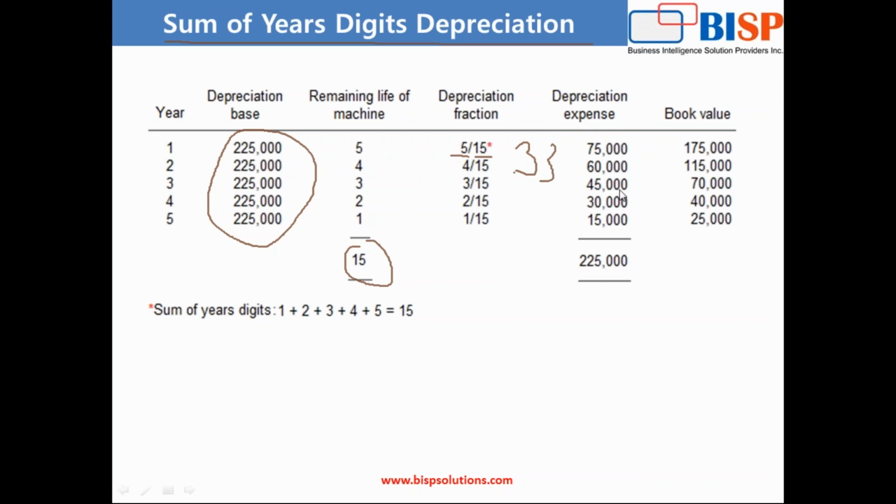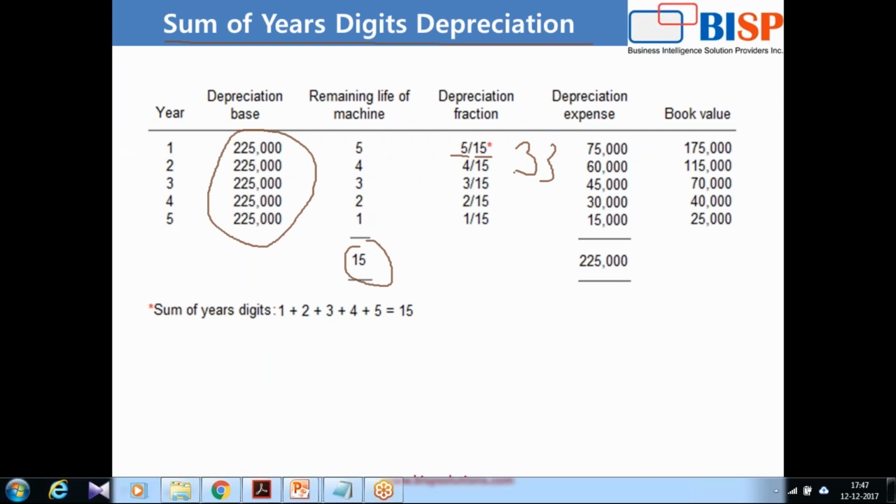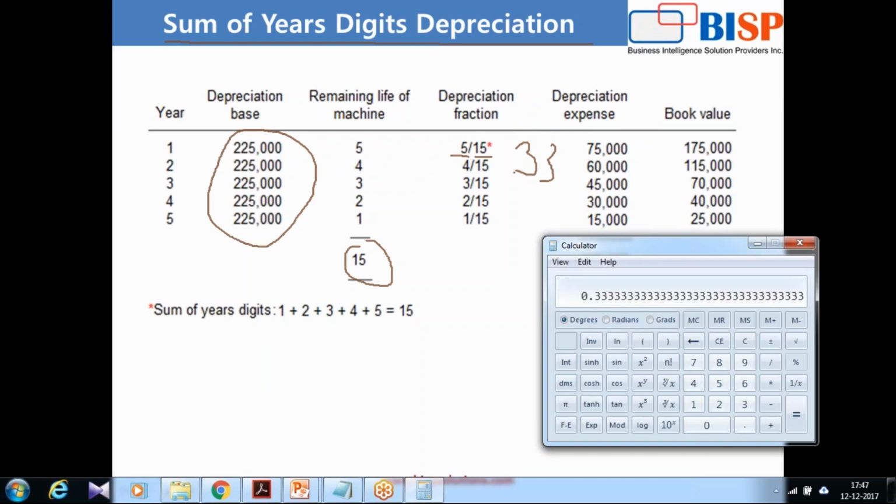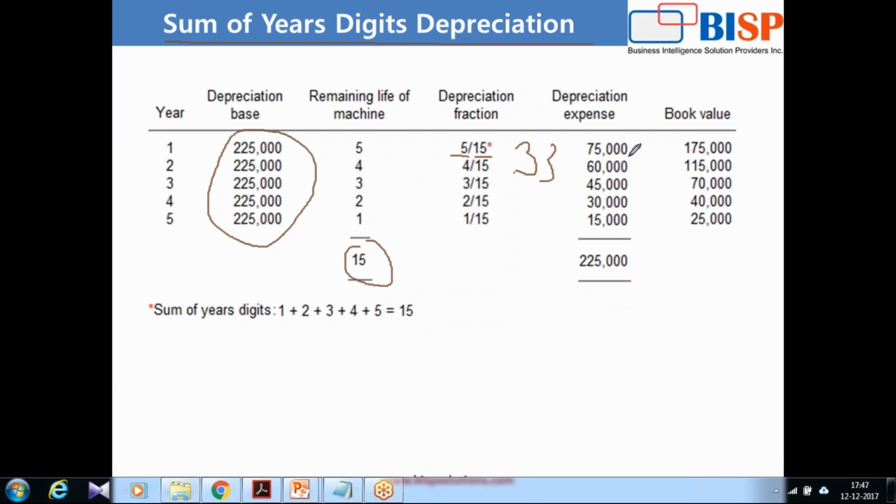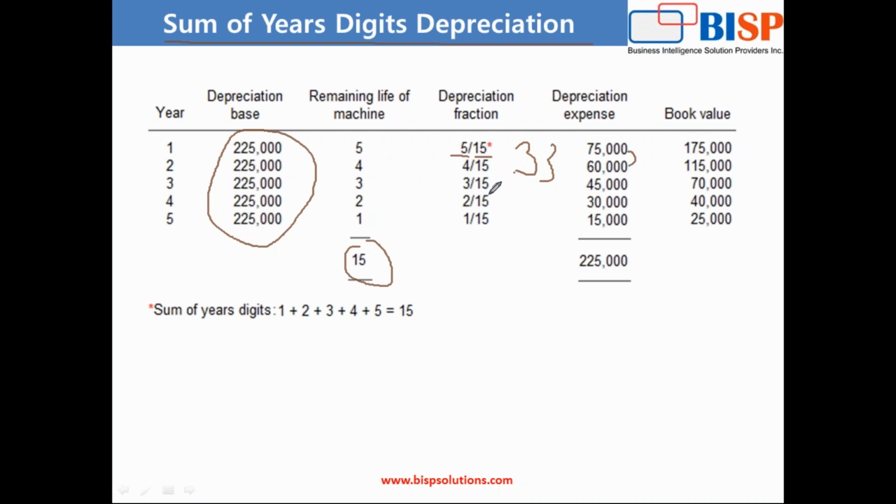So if you take one value out of it, how does it work? You take 5 divided by 15, 33%, multiplied by 225,000. This is the value you get, 75. Then again you say 4 divided by 15, 26.66%, multiplied by 225,000, 60,000. So the depreciation takes place year over year, and the book value keeps getting reduced. So 225 minus 75 is 150, minus 60 is 90, and so on until it reaches the residual value, right? So it continues to depreciate.